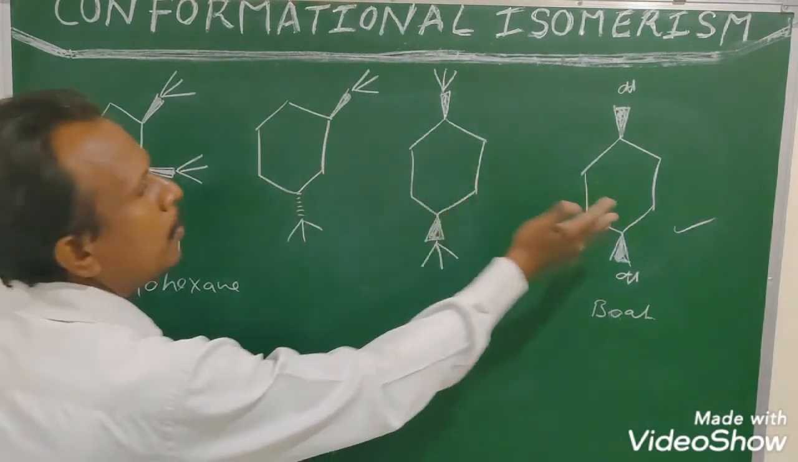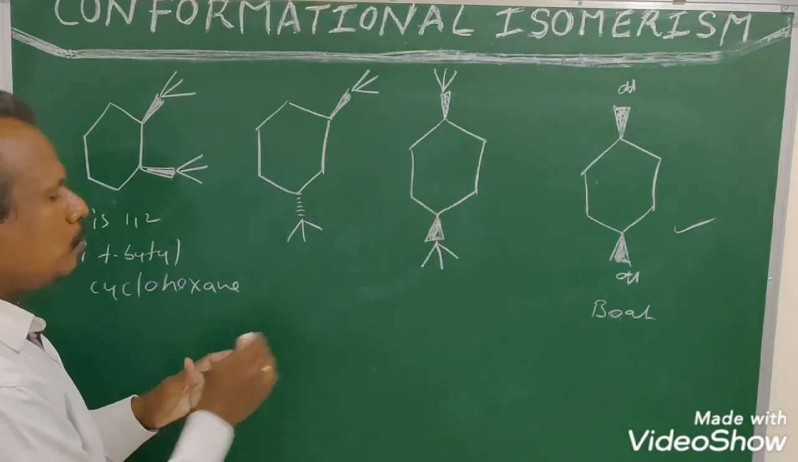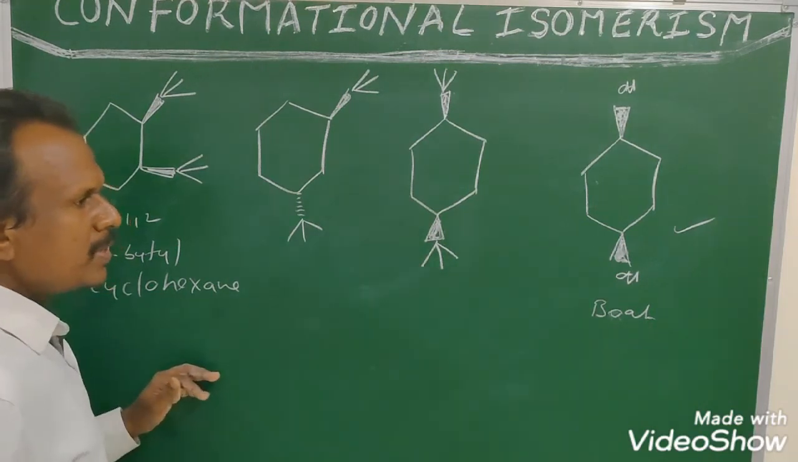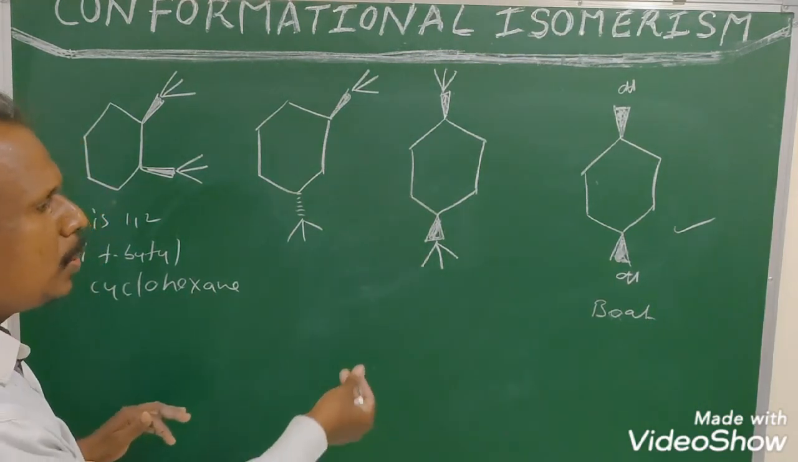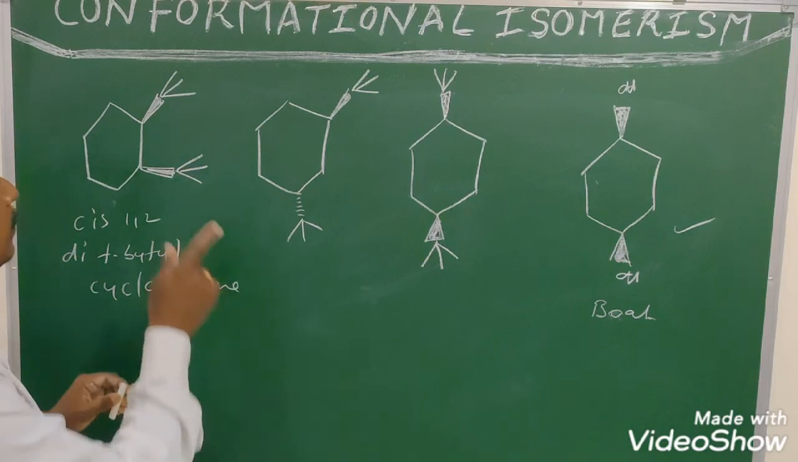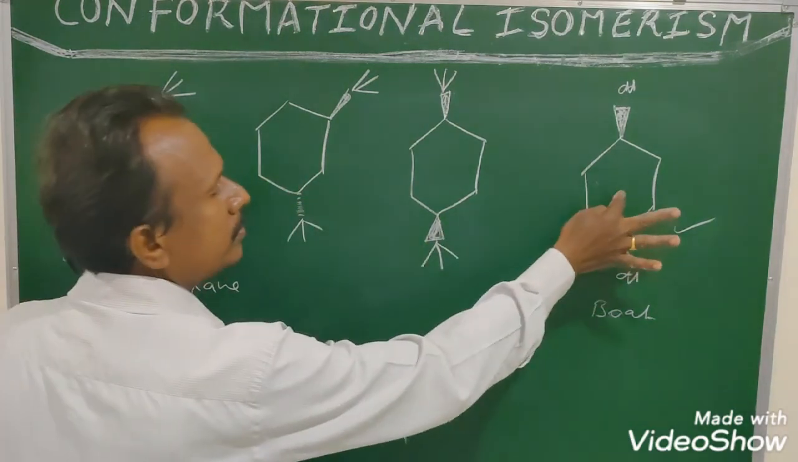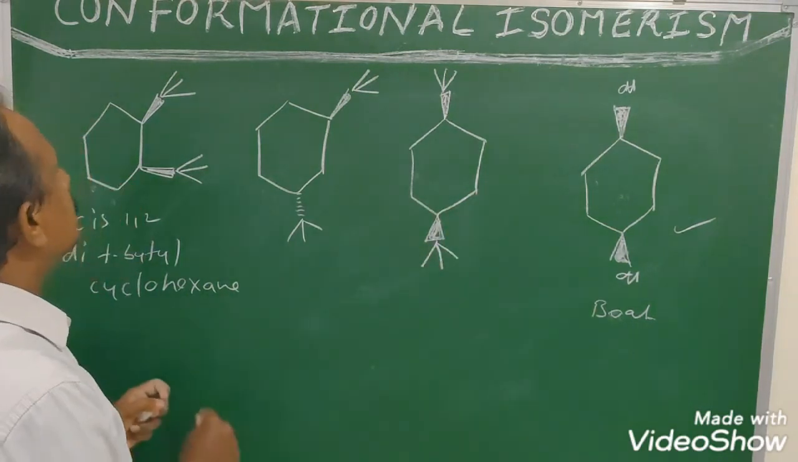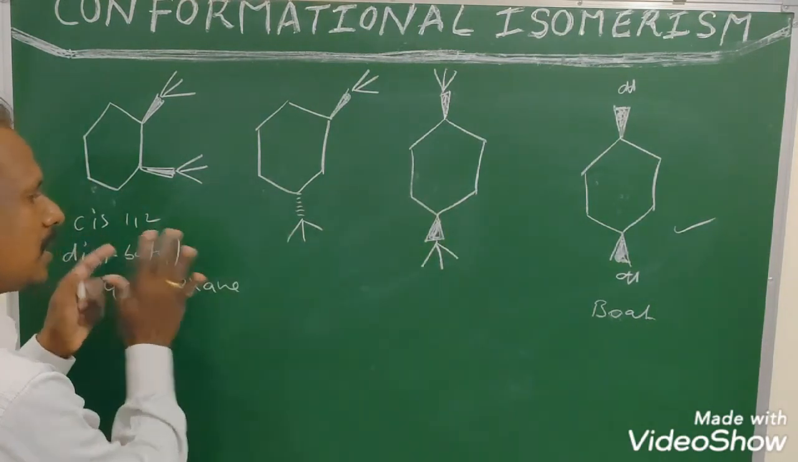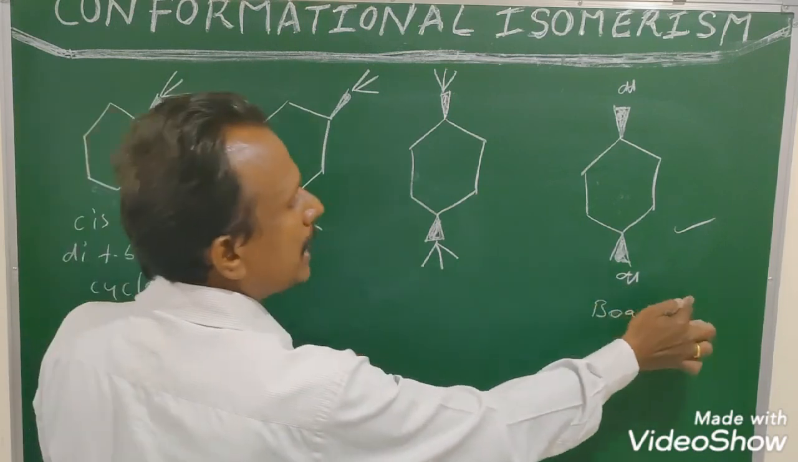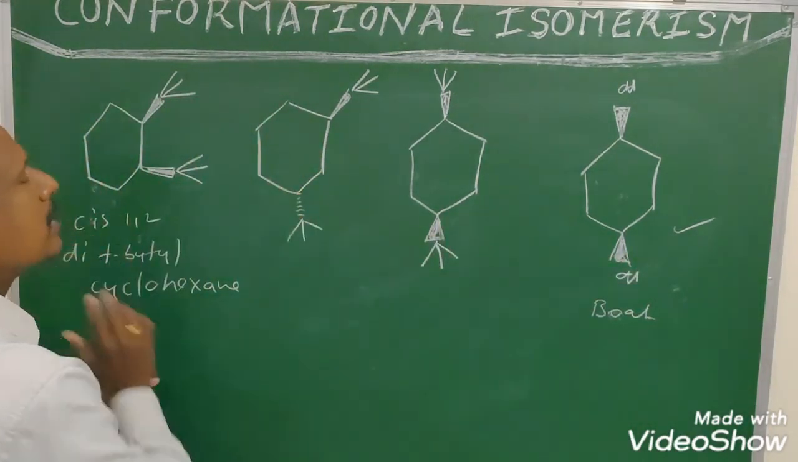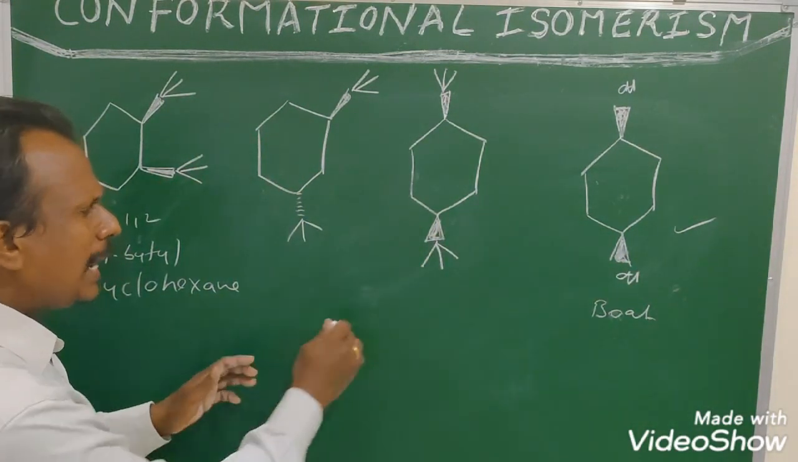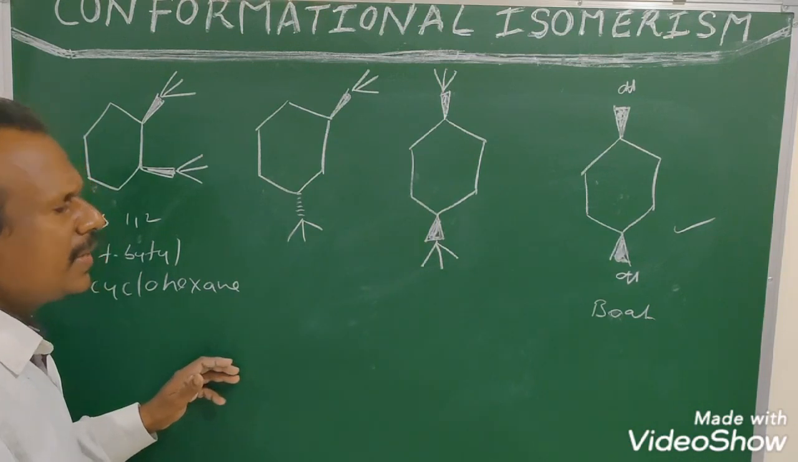Except these four compounds, all remaining monosubstituted or disubstituted cyclohexane derivatives exist in two chair conformations. These three and this one, totally four. These three exist in twist boat conformation. Except these four compounds, all remaining mono or disubstituted cyclohexanes exist in two chair conformations to attain stability.